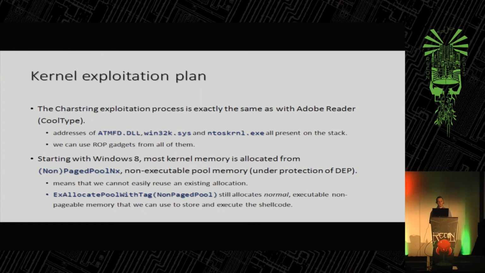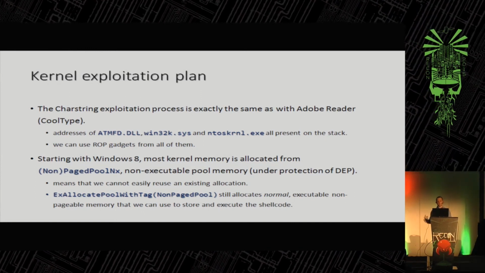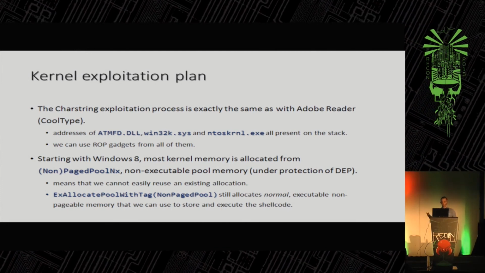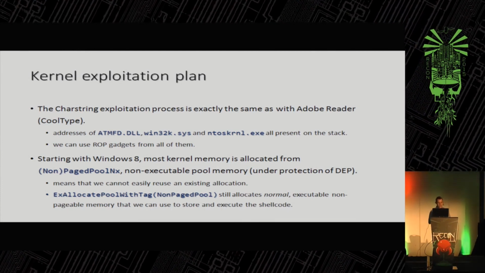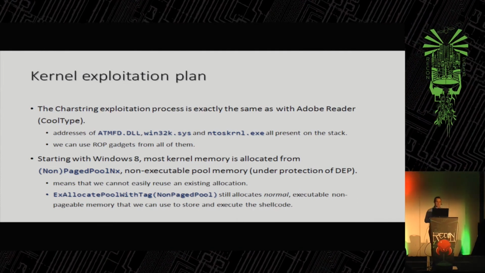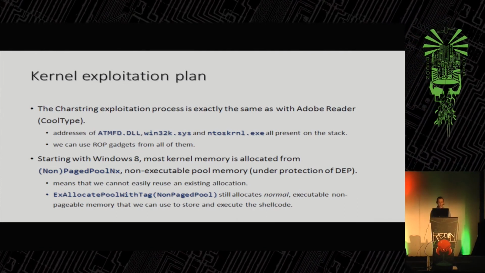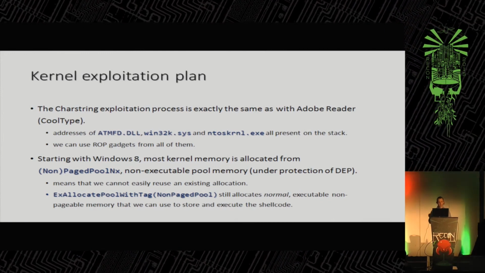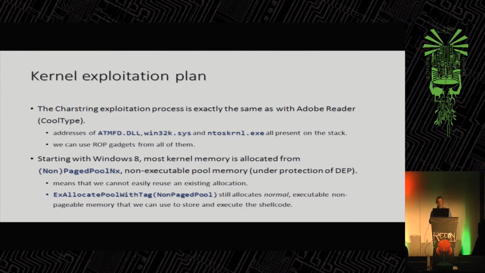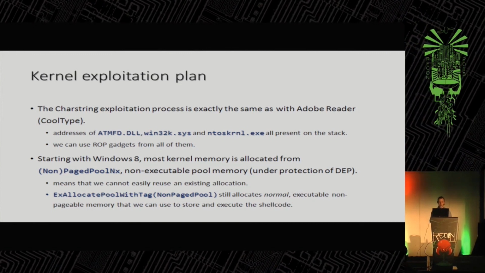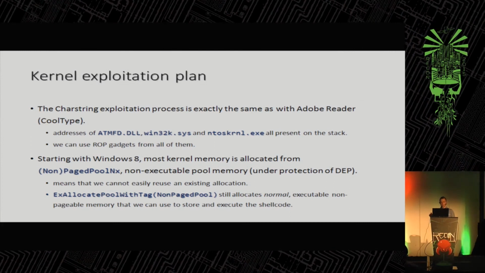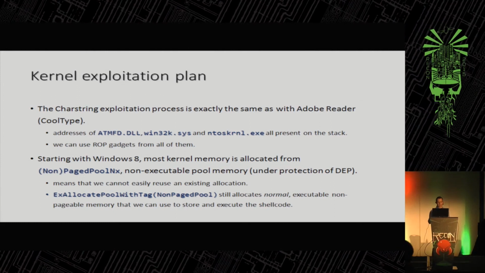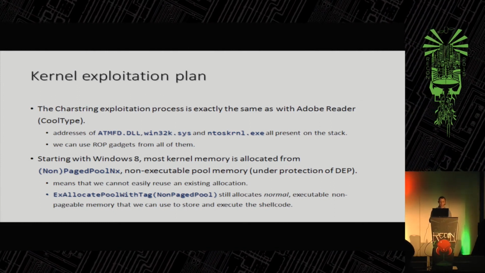What is also convenient is that the addresses of ATMFD.DLL, Win32k.sys, and the NTOS kernel are all on the stack, so we can make use of ROP gadgets from all of those three modules. And starting with Windows 8, most kernel memory allocations are allocated from a pool that is non-executable, so we cannot really reuse some other pool allocation. We have to create an allocation by ourselves, specifying the non-paged pool flag, which still allocates normal executable non-pageable memory that we can use to store the payload.